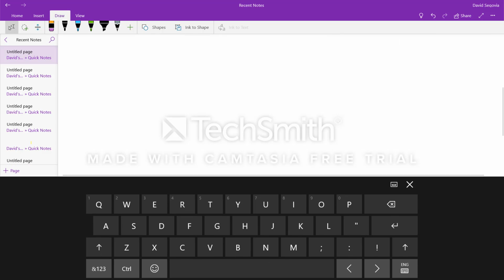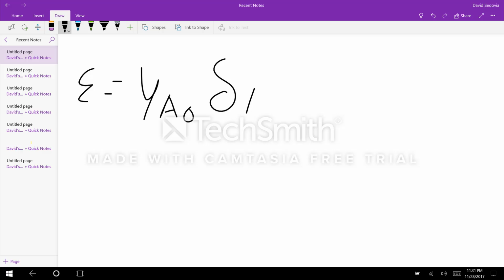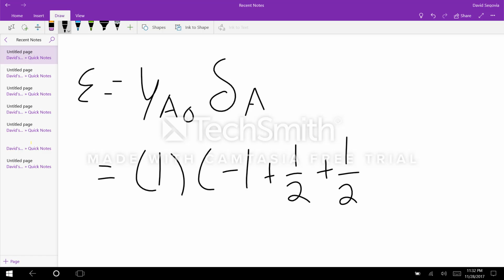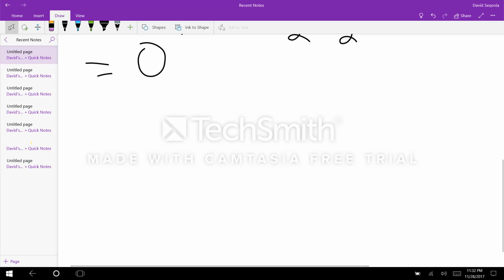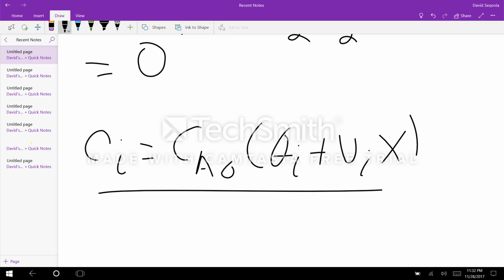And once we have that, we can find out what the epsilon is equal to. And it's equal to the mole fraction in the feed, y A naught. We know it's pure feed, so that's 1. And this is going to be times (-1 plus 1/2 plus 1/2), which when we do the math, we find that this is equal to 0. And this is helpful because it allows us to simplify the equation. And we end up just getting the concentration of the species equal to Ci naught times X. We end up getting this equation for each species.